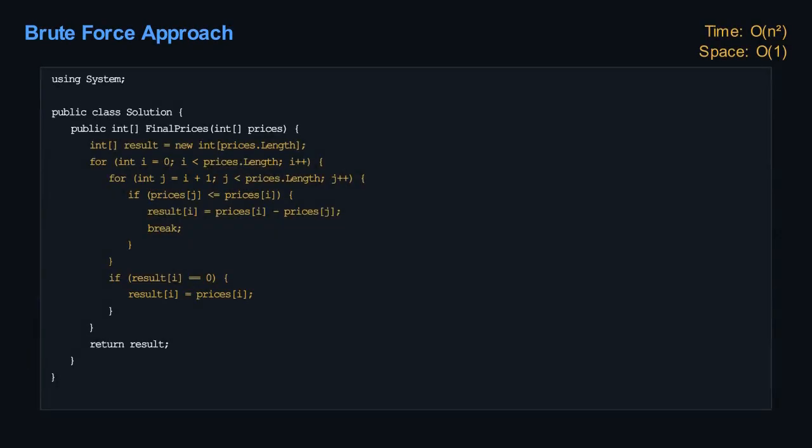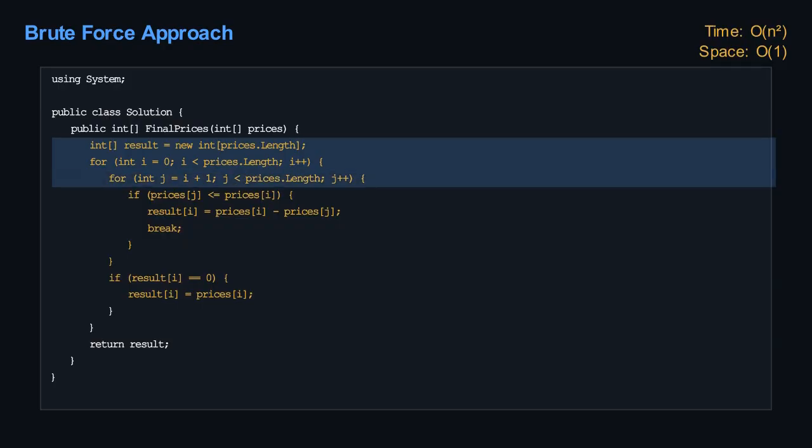A straightforward approach involves a nested loop. For each price at index i, we iterate through all subsequent prices starting from i+1 to find the first one that's less than or equal to prices[i]. If found, we apply the discount and move to the next i. If the inner loop completes without finding such a discount, the original price is kept.